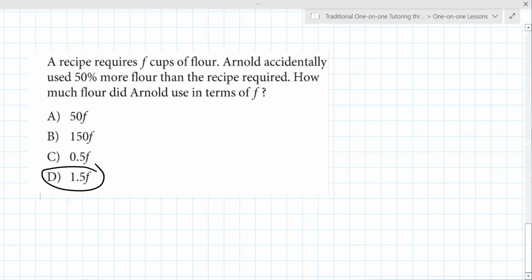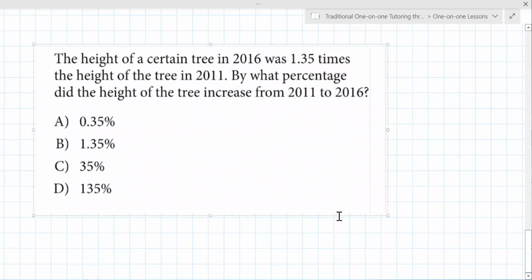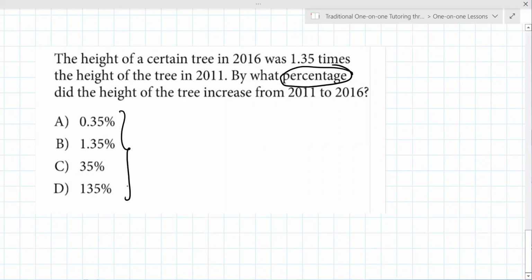Okay, a couple more here. One of these is like a going backwards type problem. So let's look at this together. It says the height of a certain tree in 2016 was 1.35 times the height of the tree in 2011. By what percentage did the tree increase? So really what you're trying to do is go from this number here to the percentage. Should be C, right? It is C. And see, it's kind of confusing, but you got it there.